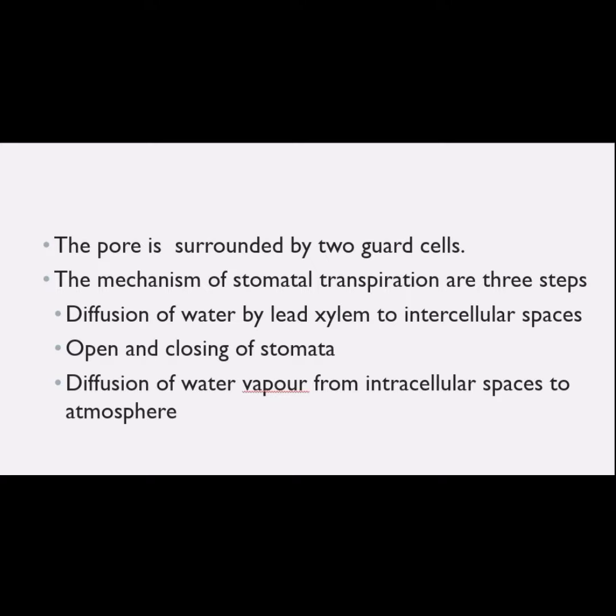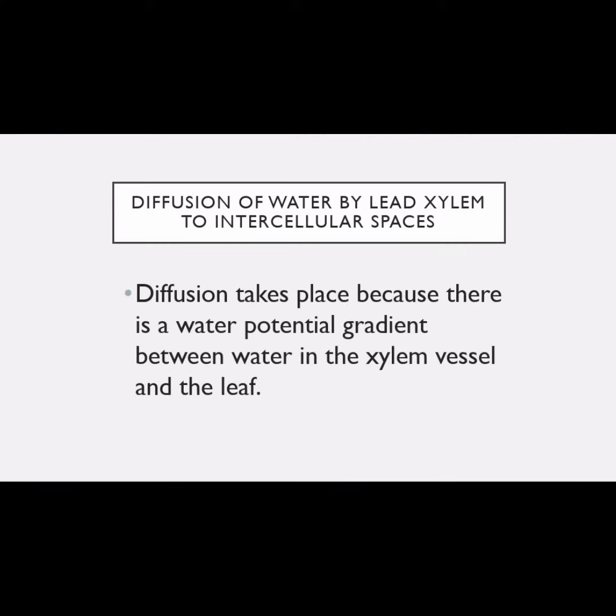The mechanism of stomatal transpiration has three steps, namely diffusion of water from the leaf xylem to intercellular spaces, opening and closing of stomata, and diffusion of water vapor from intercellular spaces to the atmosphere. These are the three steps involved in the mechanism of stomatal transpiration. Now we are going to see about diffusion of water from the leaf xylem to intercellular spaces.